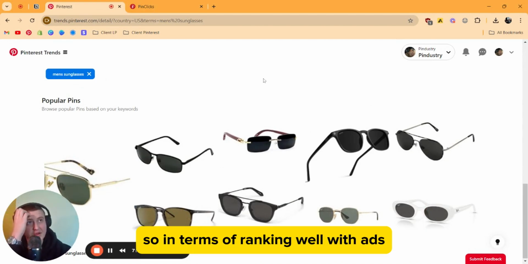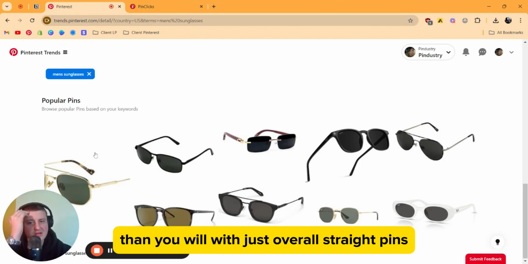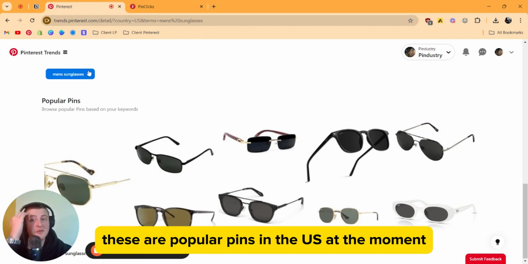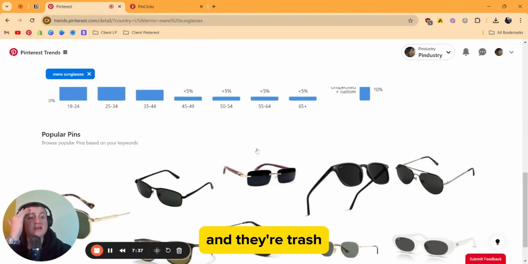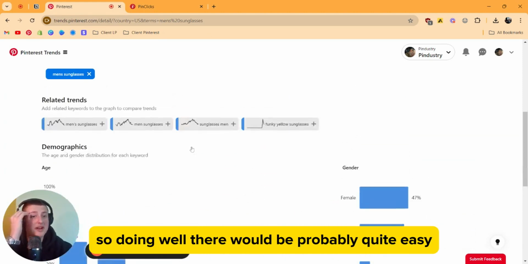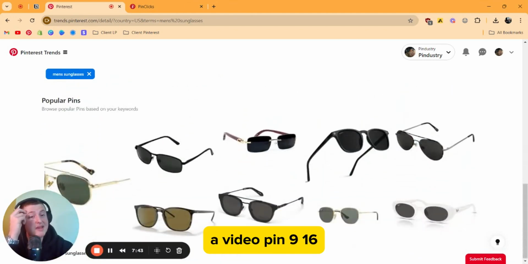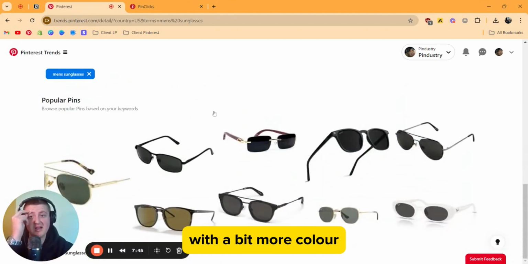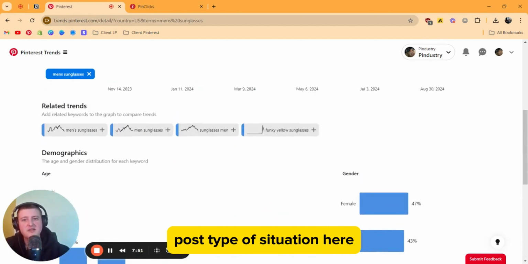So in terms of ranking well with ads, you're probably going to do better with advertising than you will with just overall straight pins. These are popular pins in the US at the moment under this men's sunglasses thing, and they're trash. So doing well there would be probably quite easy. And if you just had some type of video there, a video pin, 9:16, with a bit more color and a bit more emphasis on your ads, you'd do well. In terms of organic, I think it'd be more of a bulk post type of situation here.